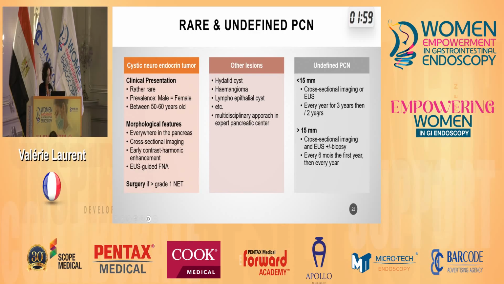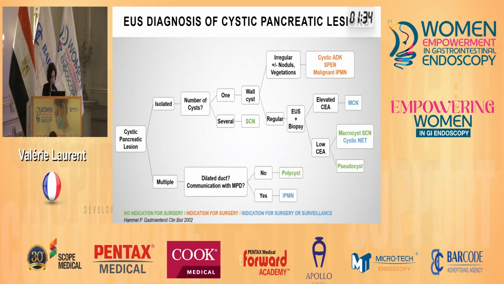Sometimes we are not able to specify the diagnosis. If the lesion is smaller than 15 millimeters, the best thing to do is to monitor the patient, and over 15 millimeters, we can perform a biopsy to have the most precise diagnosis. And if we don't know the diagnosis, we can also refer to an expert center.